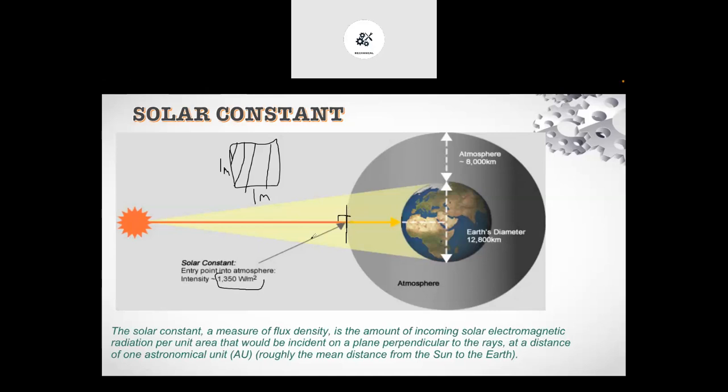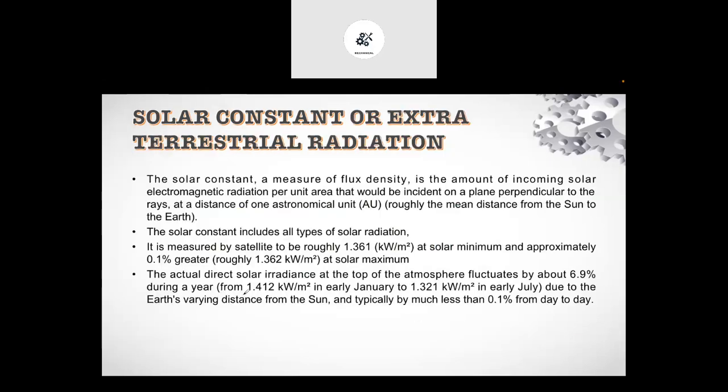Because, as we already studied in the radiation part of heat transfer, whenever the surface is perpendicular to the solar radiation, the intensity of that radiation will be maximum. So whenever we measure the solar constant, maximum radiation will be incident if the surface is perpendicular to the solar radiation. That is known as the solar constant, and its value is 1350 watt per meter square.